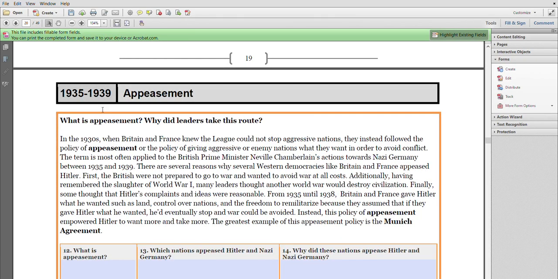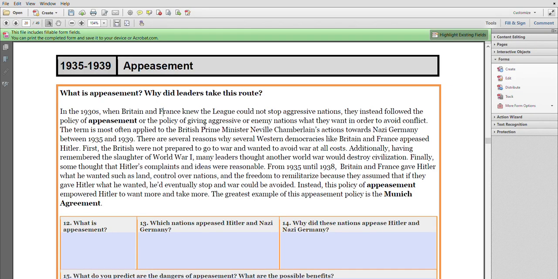Between 1935 and 1939, appeasement. What is appeasement? Why did leaders take this route? In the 1930s, when Britain and France knew the League could not stop aggressive nations, they instead followed the policy of appeasement, or the policy of giving aggressive or enemy nations what they want in order to avoid conflict. The term is most often applied to the British Prime Minister Neville Chamberlain's actions towards Nazi Germany between 1935 and 1939.